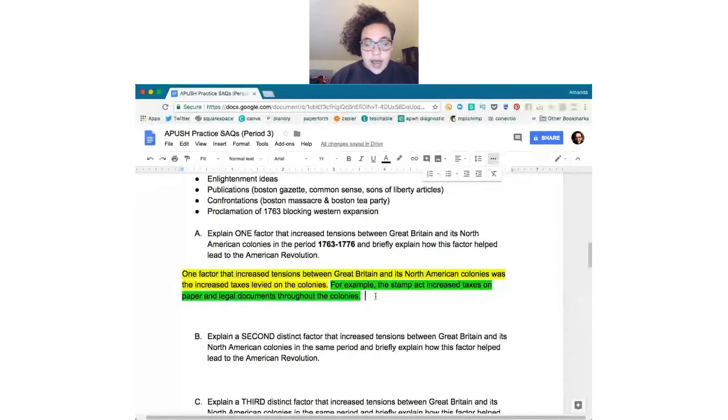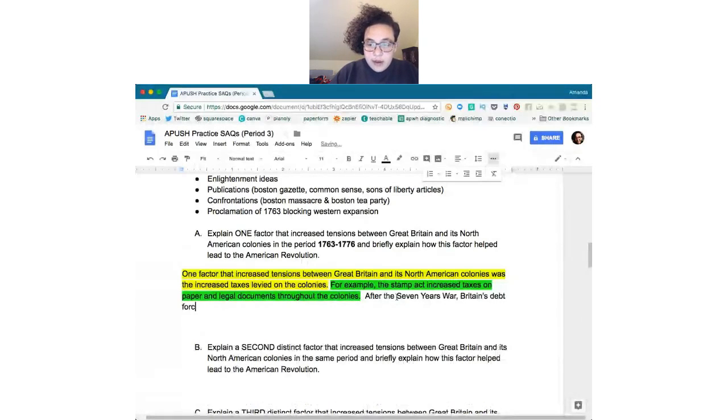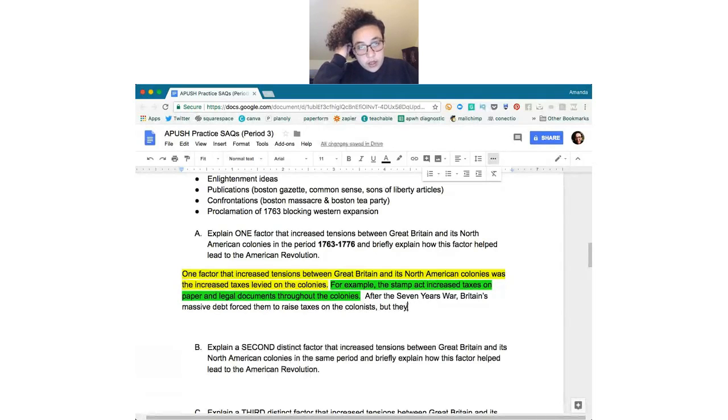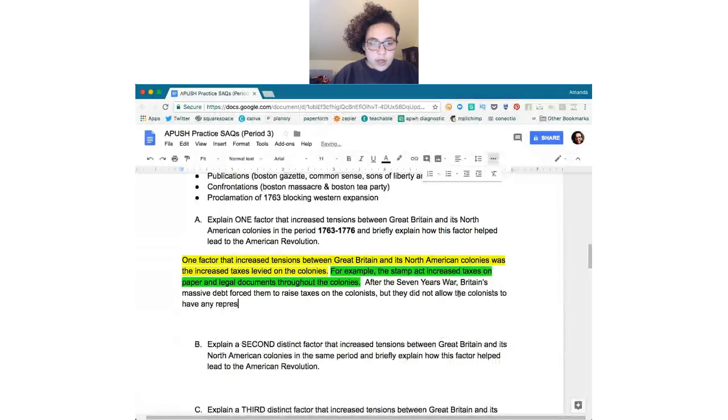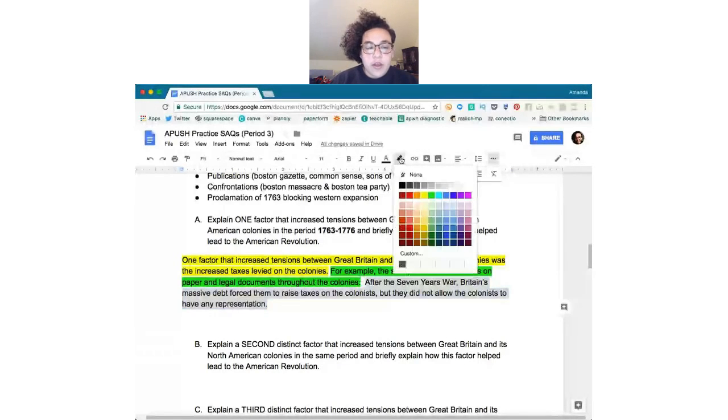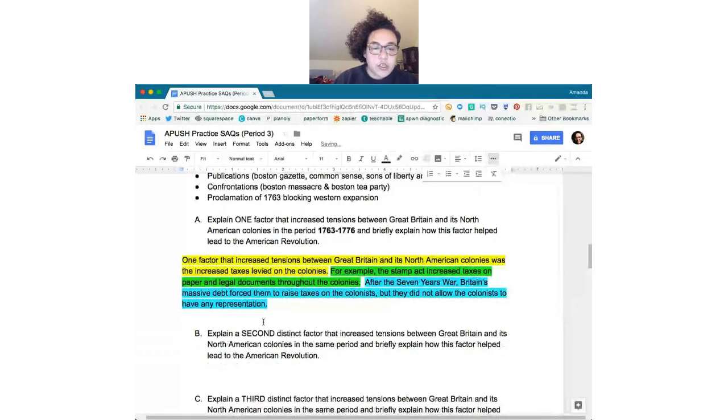I'll make it green. And then the last thing is just your explanation. So just tie together the whole thing. For example, the Stamp Act increased taxes, and then after the French and Indian War, called the 7 Years War, Britain's massive debt forced them to raise taxes on the colonists, but the colonists didn't like that because it was taxation without representation, right? They taxed colonists, but they did not allow the colonists to have any say in that, any representation, right? Something like that. So here's blue, there's your explanation. So that's what it will look like.